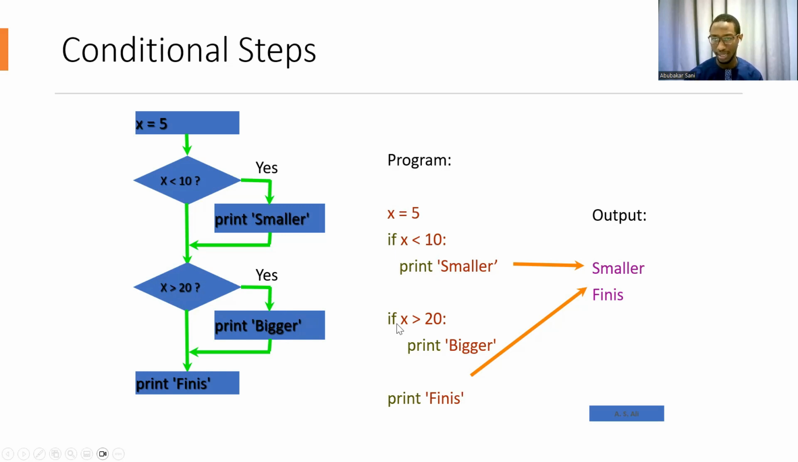Then we can see another check here. If x is greater than 20, print bigger. So is x greater than 20? Nope. x is less than 20, so we can't see bigger printed out in the output. And we will have print finish at the end. So you will see it printed here in the output.